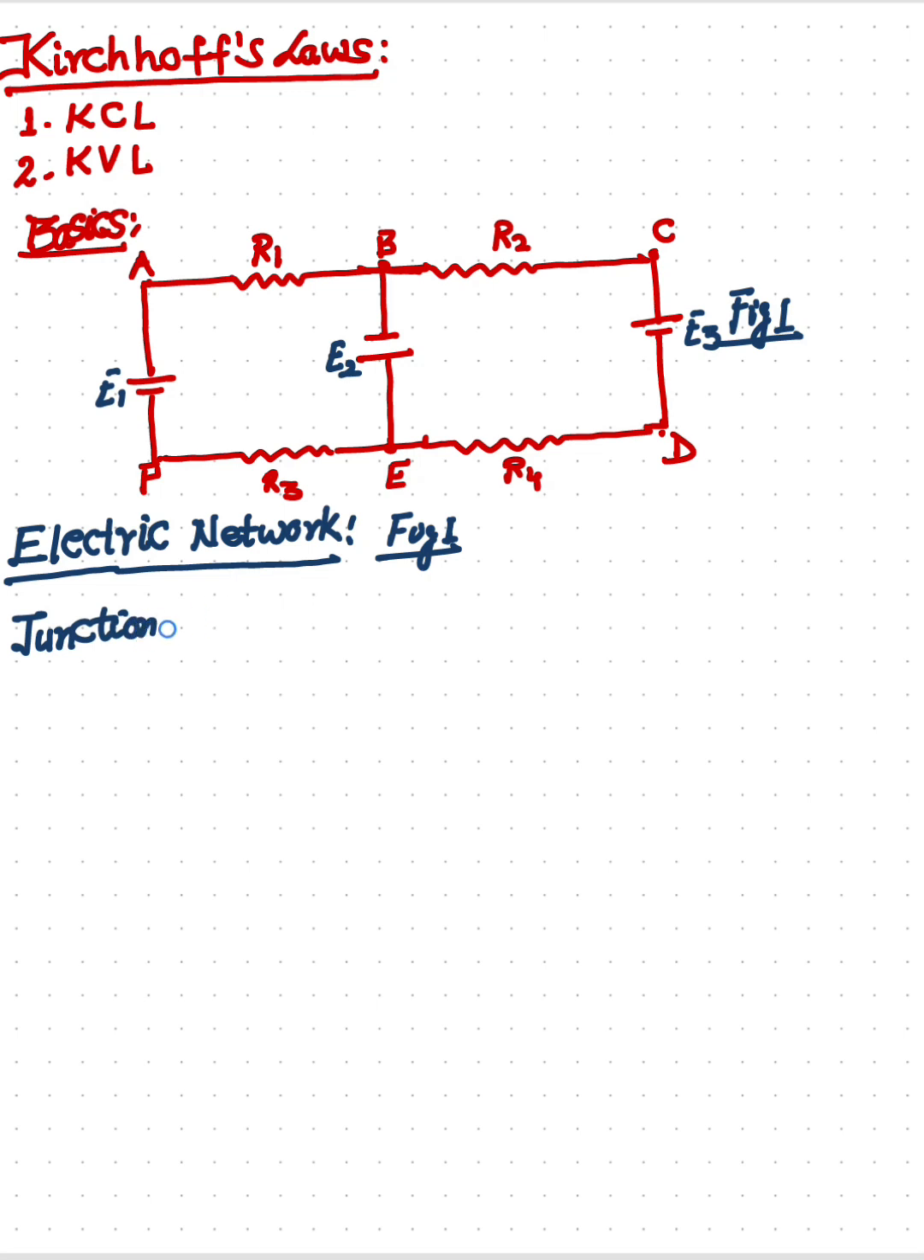Now, second is junction or node. What is a junction or node? It is a point in an electrical network circuit. This B is a junction, and this E is also a junction. And we can define a junction as a point where two or more conductors are connected.